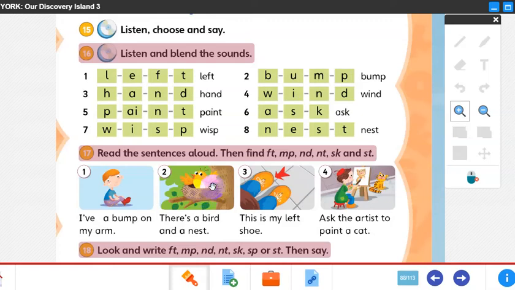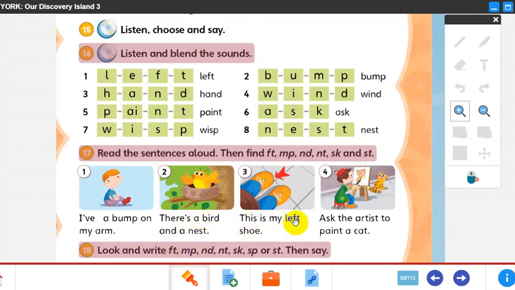But the question is, why do birds build such nests? They build nests to lay eggs to develop, right? So we have here a bird and a nest.